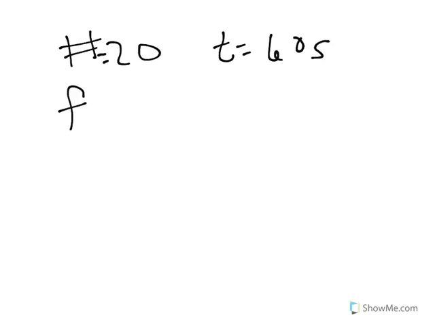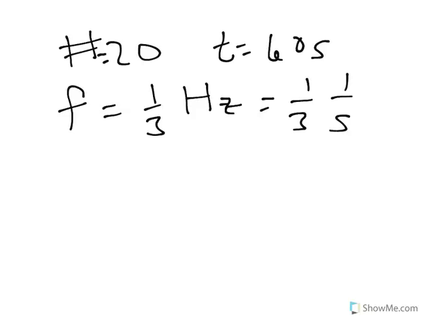So let's do a review. We counted the number of claps, that was 20. And the time was 60 seconds. The frequency is the number of claps per second, which is 1/3 of a hertz, or if you like real units, 1/3 1 over seconds as opposed to hertz units. And the wavelength we measured as a half meter.